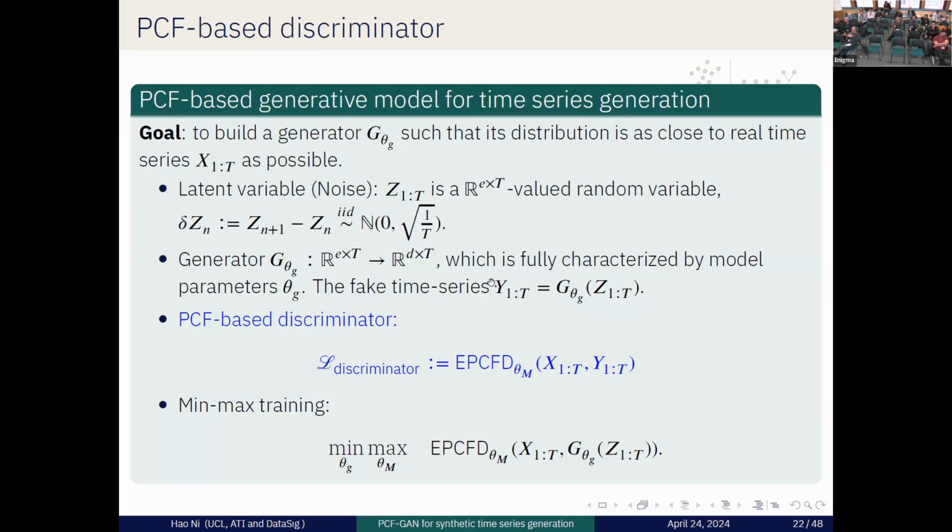Here the capital Y denotes the fixed distribution induced by the generator G with parameters theta G. For this generator architecture, we can use any sequence-to-sequence neural network in our PCF-GAN framework. And for the corresponding discriminator, as you can imagine, we will use the PCF-D distance between X and Y. Now we can do the min-max training to find the optimal parameters of the generator as well as the discriminator.